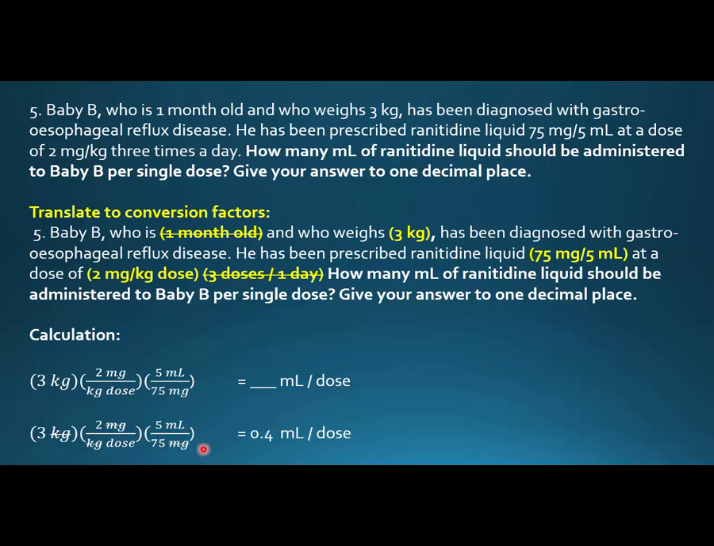We check our work: milligrams, milligrams, kilograms, kilograms, left with milliliters per dose. Multiply 3 times 2 times 5 and divide by 75 to get 0.4 mLs per dose.